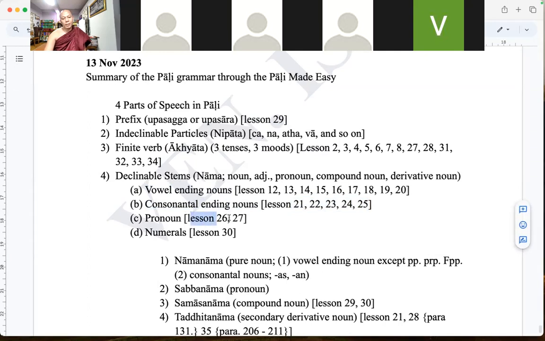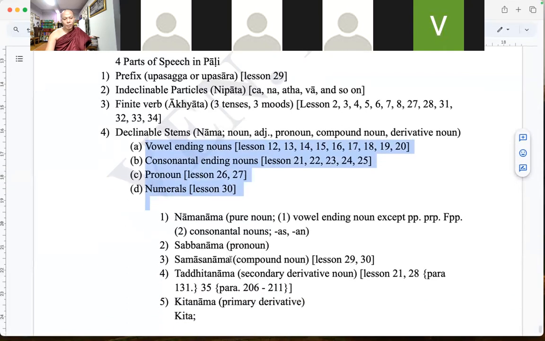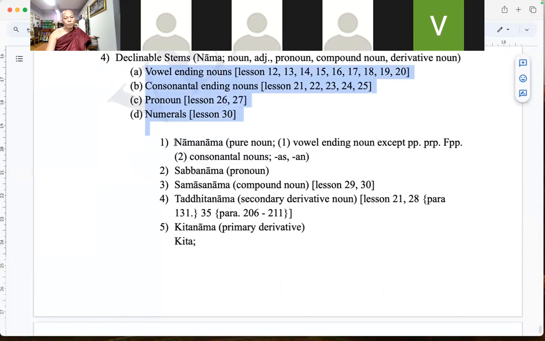And the pronoun is in lessons 27 and 28. And the numerals and their declension are in lesson 13 and lesson 30. Okay, but at that time, some understanding is needed, so that is why we should know the other way also.